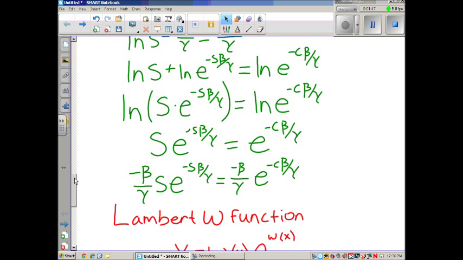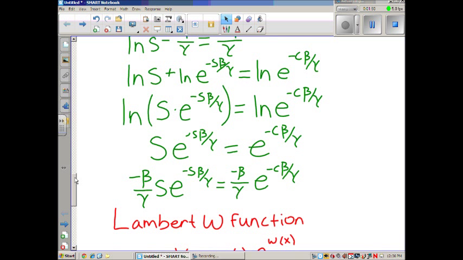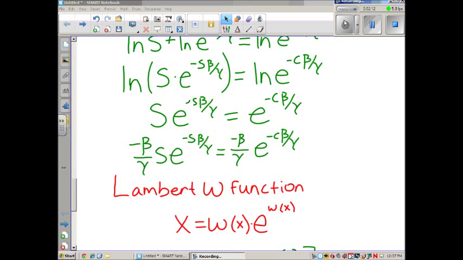From there, we can combine the logarithms and know that because we're adding the logs, it's multiplying within the parentheses. So we have natural log of S times e to the negative S beta over gamma equals natural log of e to the negative C beta over gamma. Now we can drop the natural logs and we'll get S times e to the negative S beta over gamma equals e to the negative C beta over gamma.